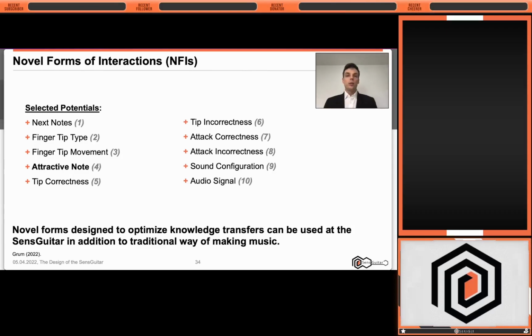Fourth, attractive note. This novel form of interaction refers to the act of visualizing attractive notes on the guitar fretboard that are legitimate in regard with a certain scale. For instance, aside the precise fingertip position on the fretboard, this includes the corresponding string attack so that a note is characterized. For instance, the next note is highlighted in yellow.